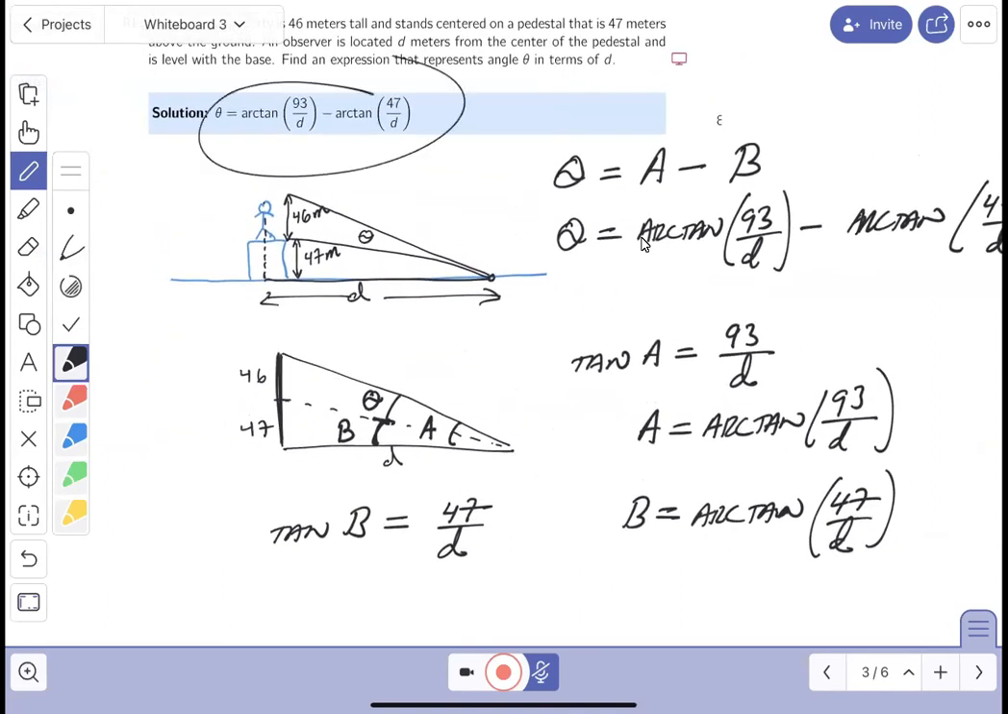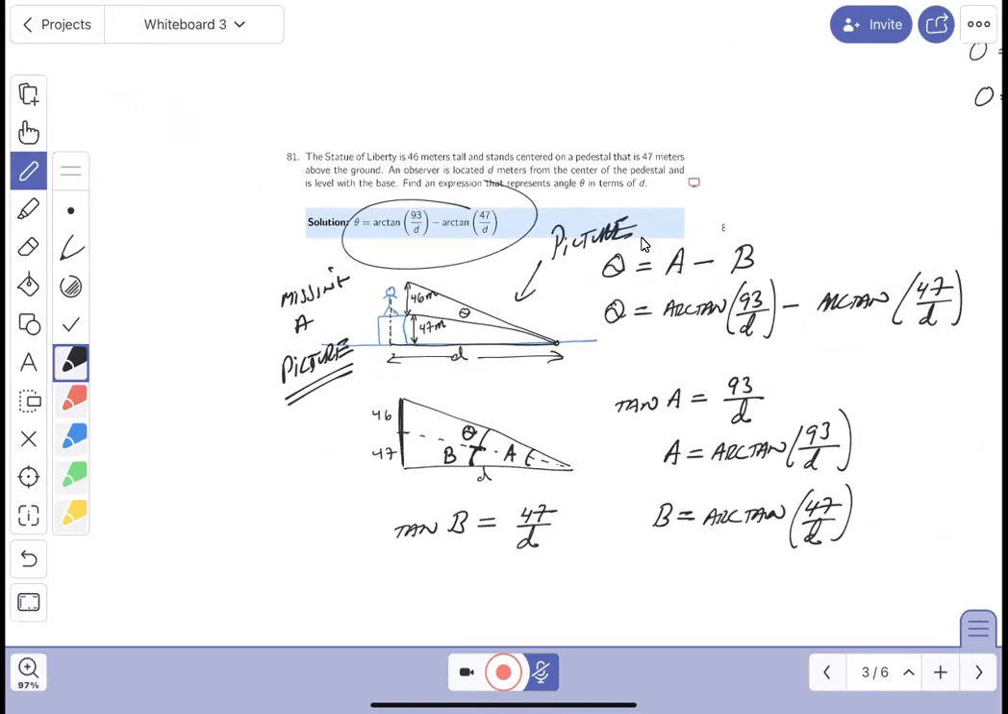Again, this question here is missing a picture, which would be a terrible thing to do on the exam, but that generally doesn't happen. The picture is what we're giving you over here. This is the picture. And certainly, we got the right answer. All right, that was number 81. Let's go to 82.